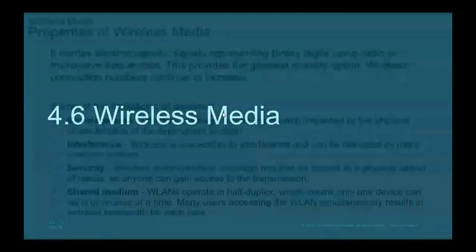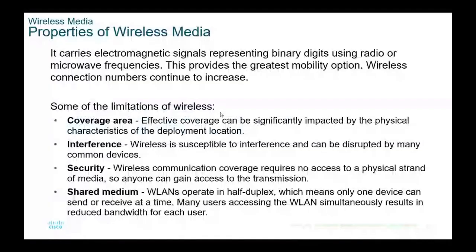Okay, what about wireless? Wireless carries electric signals, representing the bits, the binary digits, using radio or microwave frequencies. This provides the greatest mobility. So we all know wireless. We can walk around and still have coverage. We're so used to it now. Some of the limitations are the coverage area. I'm sure you probably notice that at home there might be an area where you don't get Wi-Fi, or it's very slow. There's interference as well. There are so many sources of interference.